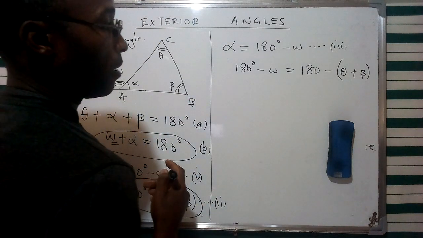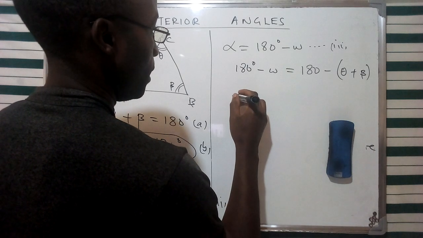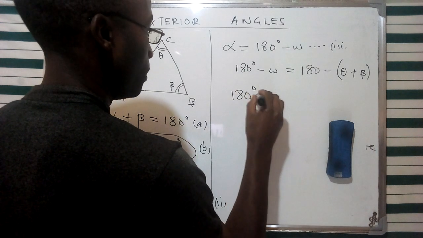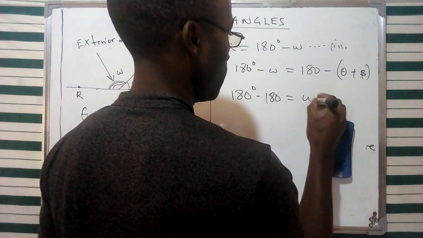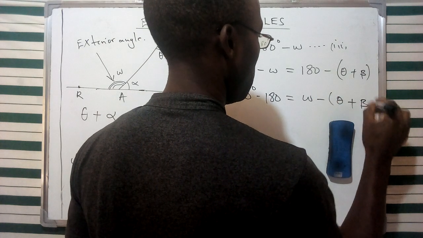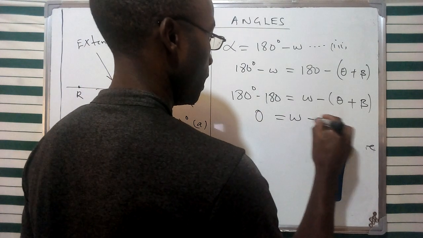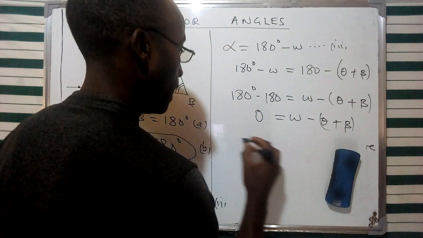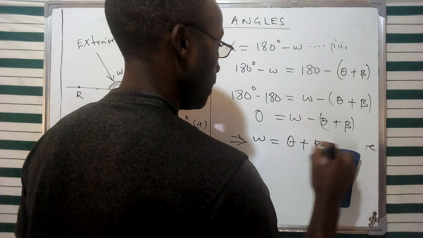So if you do a rearrangement of this specific equation, we can take this one the other side and bring this 180 degrees to this side, and then take the omega to the other side, minus theta plus beta given as such. So this is going to be 0 equivalent to omega minus theta plus beta given as such, implying omega is equivalent to theta plus beta given as such.